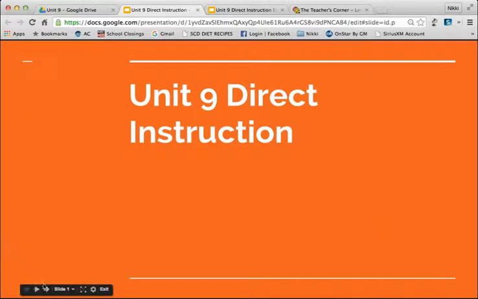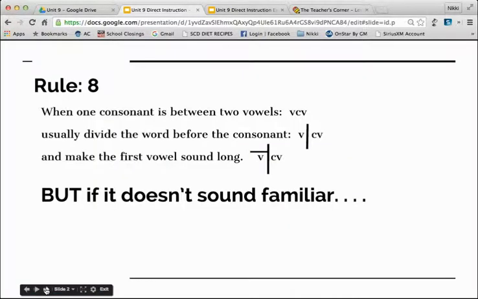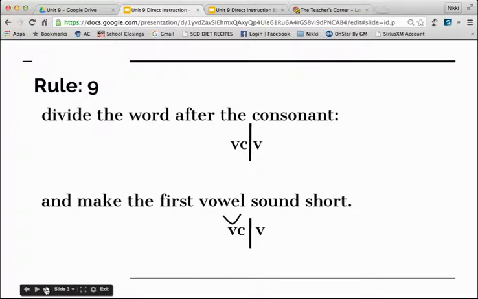Unit 9, Direct Instruction. Rule 8 was when one consonant is between two vowels, we would divide the word before the consonant and make the first vowel sound long. But if the word doesn't sound familiar, use Rule 9 where you divide the word after the consonant and make the first vowel sound short.